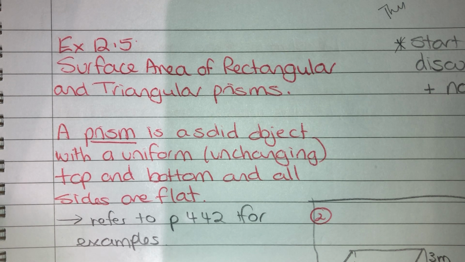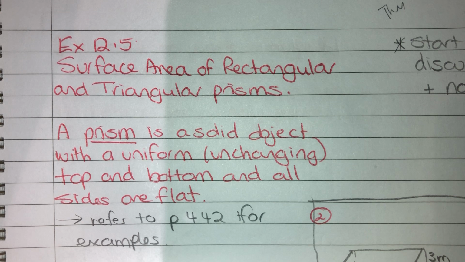A prism is a solid object with a uniform, and uniform means unchanging, top and bottom, and all sides are flat. Now they can be round flat. So if you think of a tin of spaghetti, that would be a prism because the top and the bottom are the same shape. That is a circle. And even though it goes round, it is flat, okay?